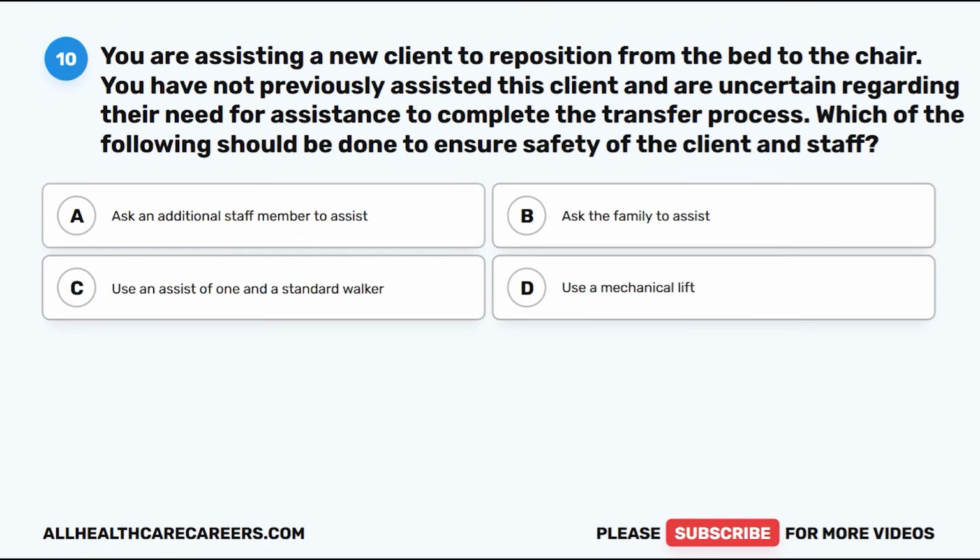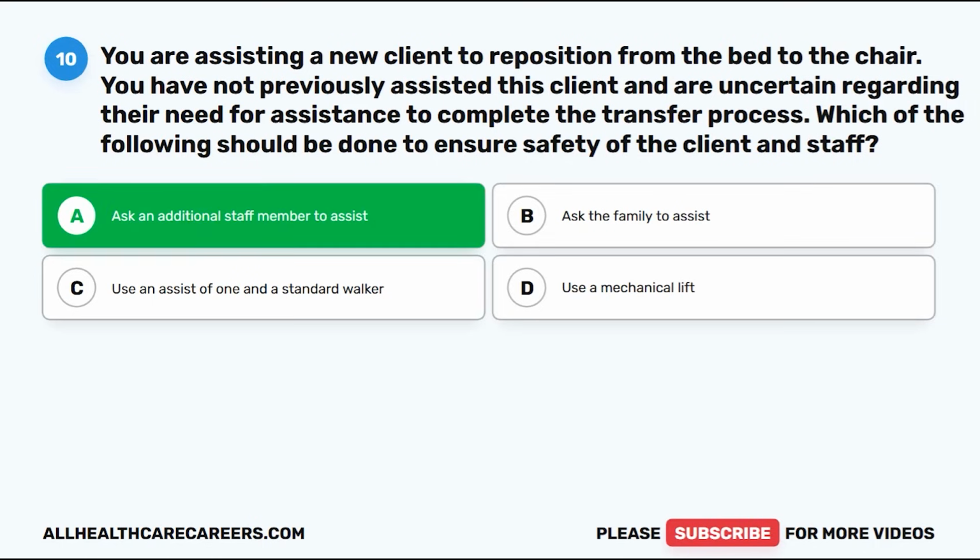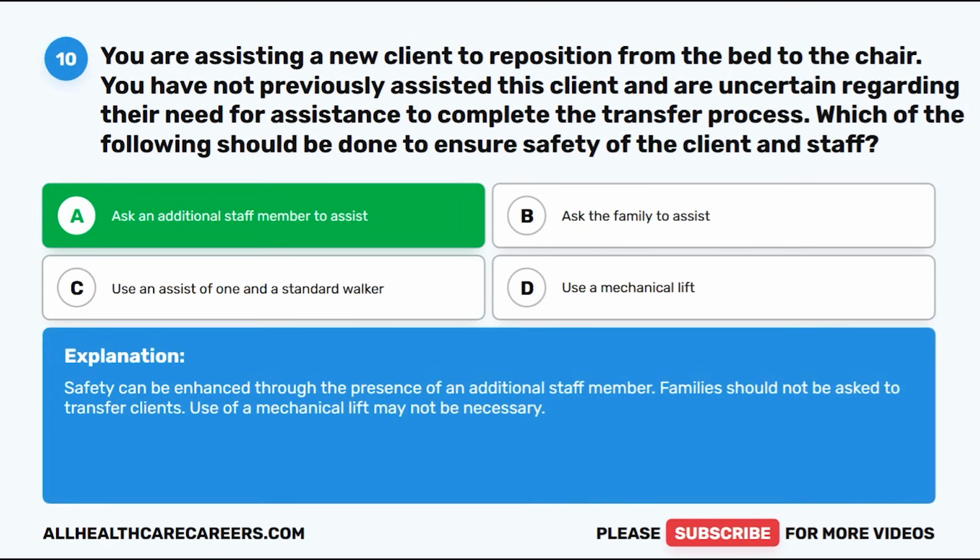The correct answer is A. Ask an additional staff member to assist. Safety can be enhanced through the presence of an additional staff member. Families should not be asked to transfer clients. Use of a mechanical lift may not be necessary.